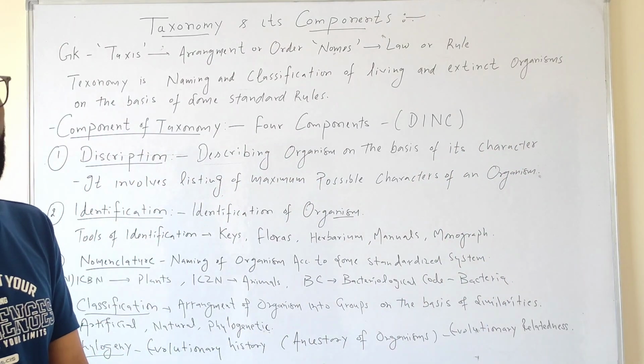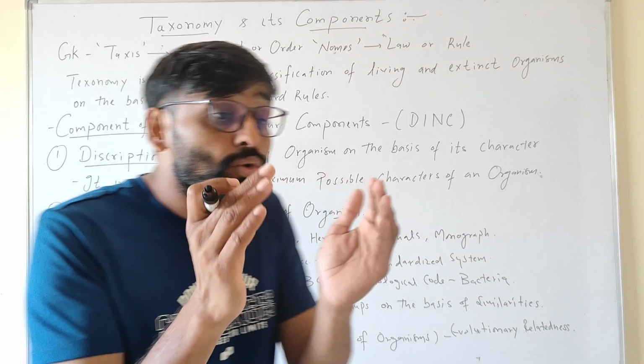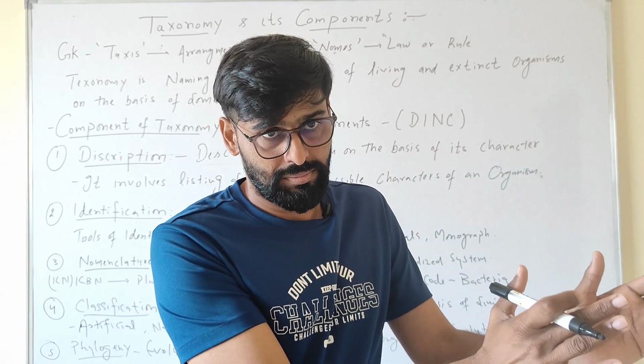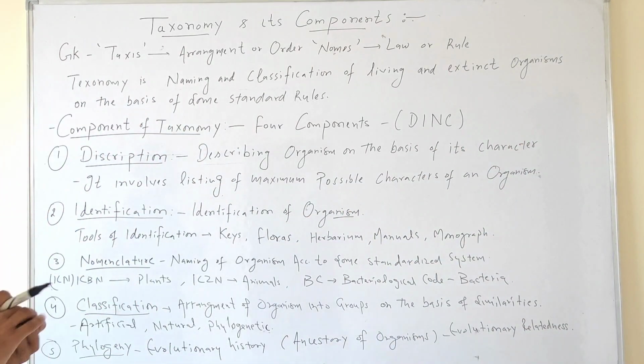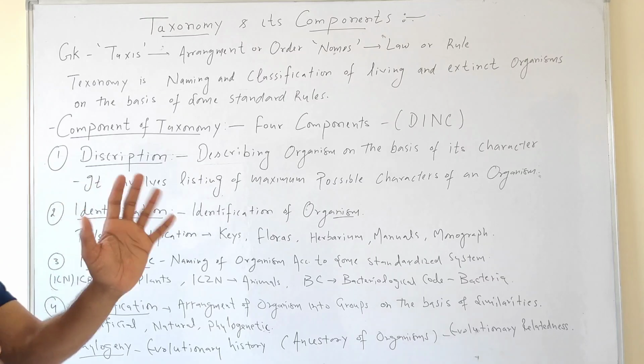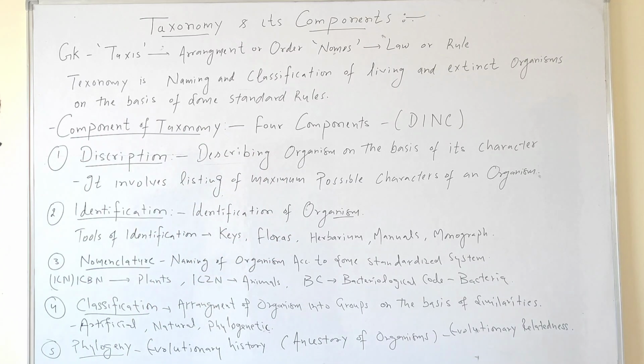After naming, he will classify that organism, meaning he will put this organism in a group according to its similarity. That is classification. Classification is the arrangement of organisms into groups on the basis of similarity. Classification might be artificial, natural, or phylogenetic. This is classification. These are four steps.